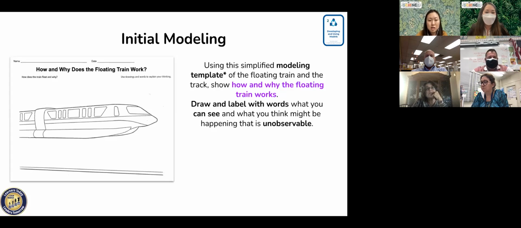If you'd like to take a closer look, the PDF of this template is in the chat, but we can invite students, especially our primary learners, to think about just one part. What did you notice when you watched that video about the floating train and how it works? And we would invite them to not only draw what they saw, but think about what was unseen or unobservable. We would invite them to draw, and we would point out scientists label their thinking with words as well. Next slide, please.